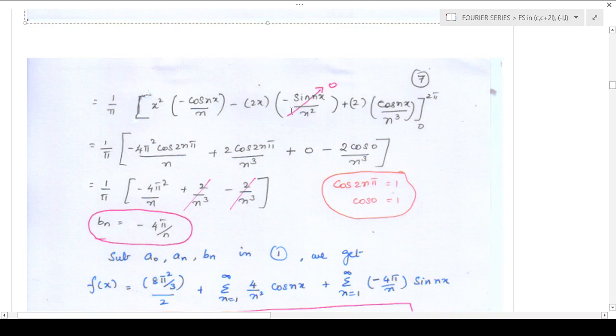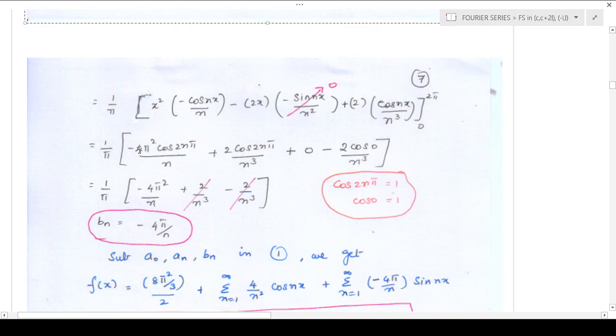As usual, sin 2n pi is also 0. Sin 0 is also 0. So the second term vanishes. Then you are applying the limits for the first and third terms. So wherever it is x, you are applying 2 pi. So minus 2 pi square cos 2n pi by n, then 2 cos 2n pi by n cube. Then if you apply 0, 0 into anything is 0, plus that is minus the lower limit, isn't it? Minus 2 times cos 0 by n cube.